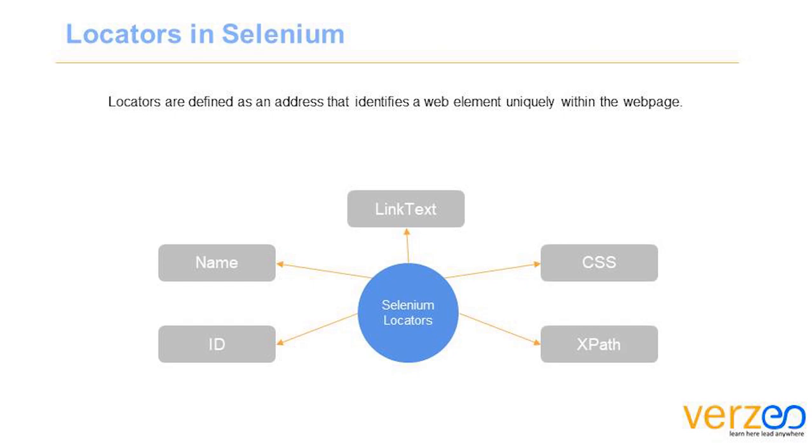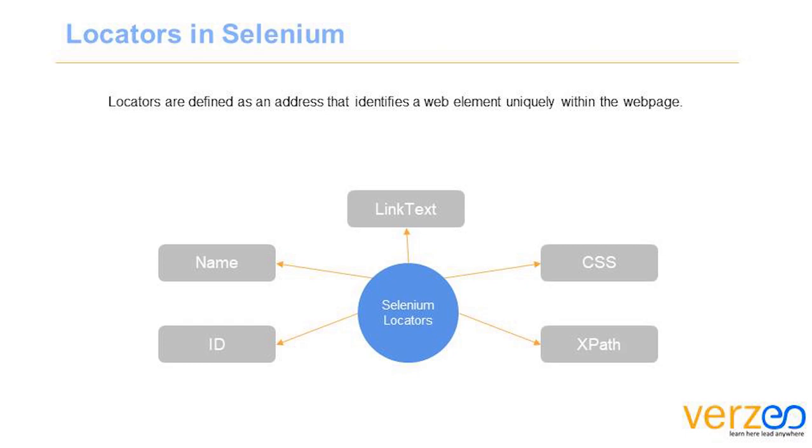And then you have link text. You can identify the hyperlinks on the web page using link text. It can be determined with the help of an anchor tag. In order to create a hyperlink on the web page, you can use anchor tags followed by a link text. I will demonstrate all these locators for you.